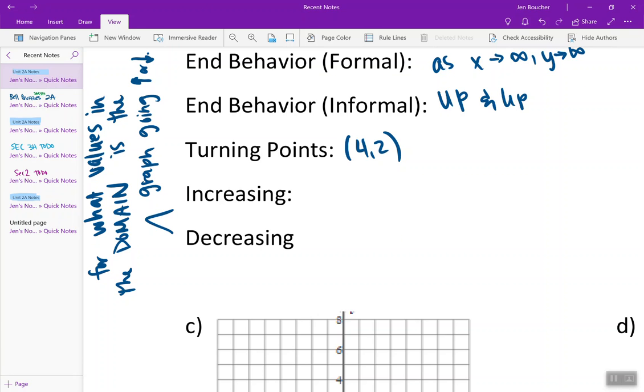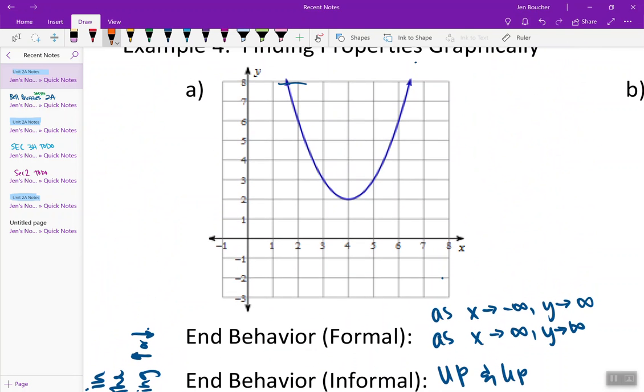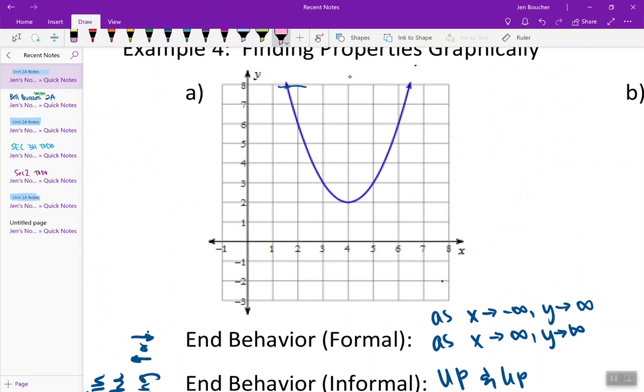Now, when I'm talking about the domain, am I talking about the x values or the y values? Talking about the x values. So make sure you list everything right here using the x values. The increasing, decreasing, that has to do with the y values. So here's how I like to do it. I like to draw a line on my turning point. And it circles the number that will be used in the increasing, decreasing intervals. In this case, the number is 4.